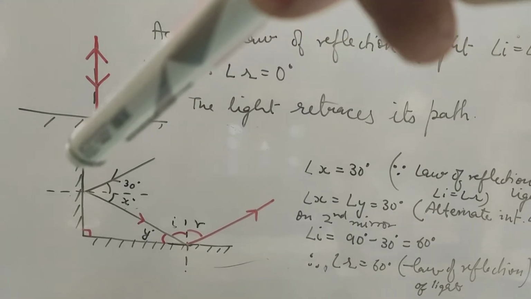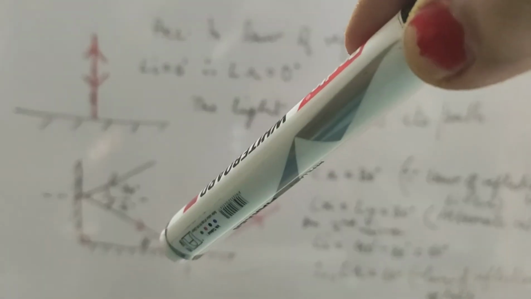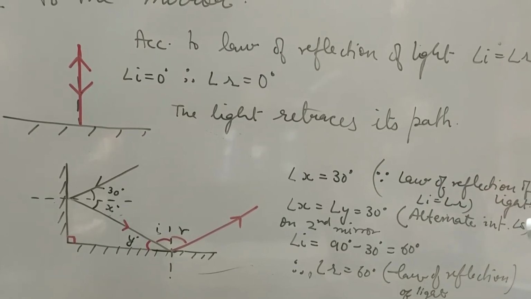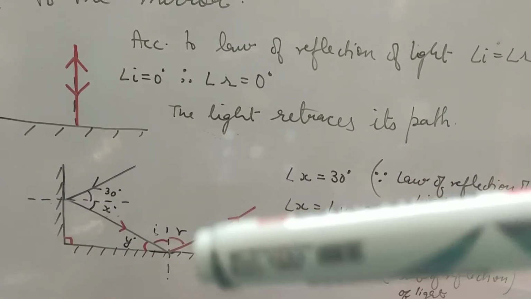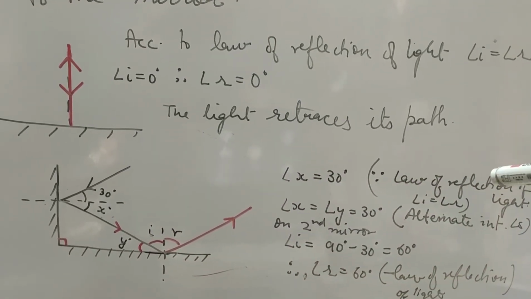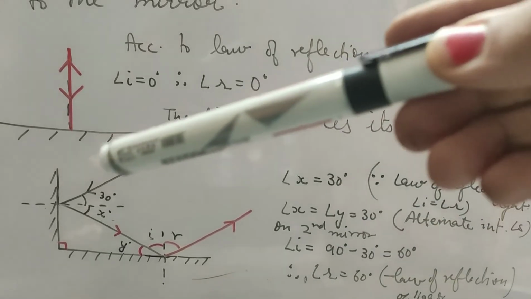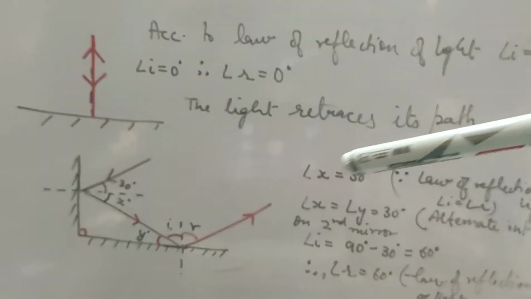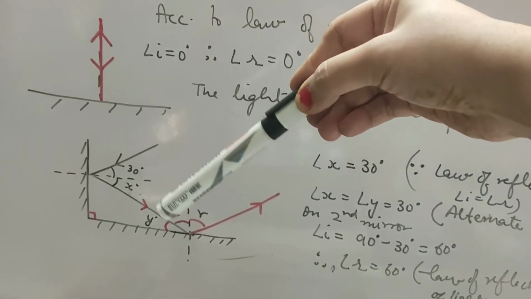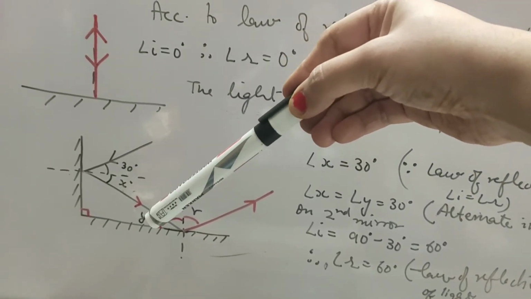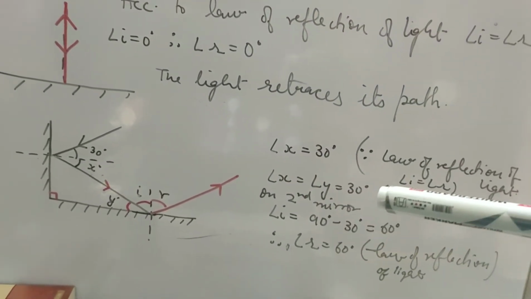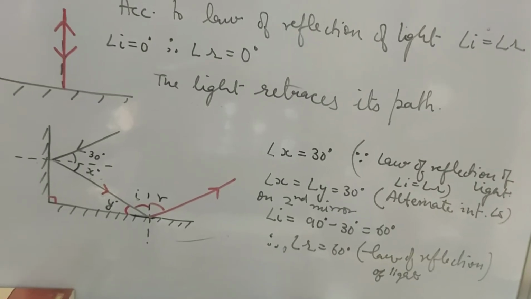It first strikes the first mirror and is reflected at the same angle. Why? Because of the law of reflection of light. So that is what we have written here. Angle I is equal to angle R, and I have labeled these angles as X, Y, I and R. So angle X is also 30 because angle I is equal to angle R. Then coming back to the diagram, here the angle X and angle Y are alternate interior angles, so they are going to be equal. So if X is 30 degree, Y will also be 30. We have mentioned that here angle X is equal to angle Y, 30 degree.